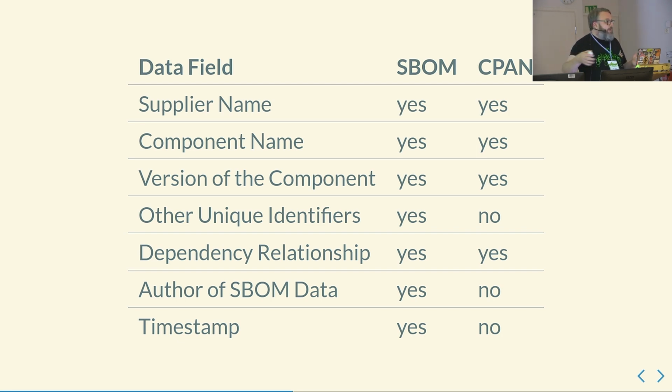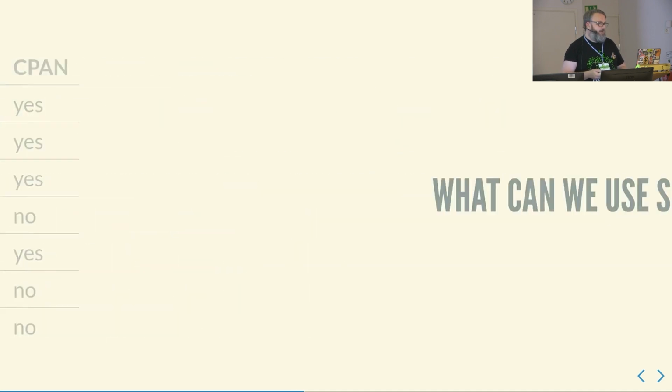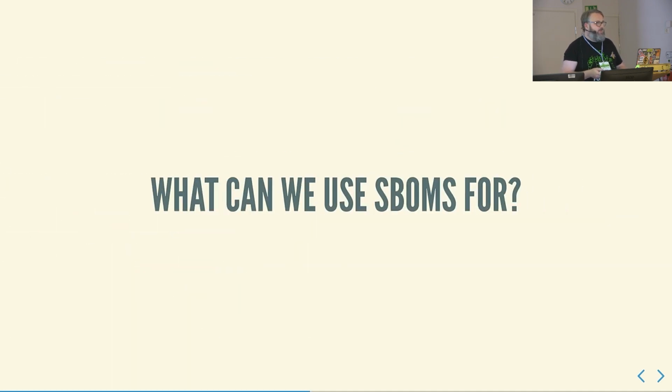Or author of any metadata, the SBOM, or a timestamp, and there might be a bunch of other things that we could put in there. So when we're talking about CPAN and this kind of metadata, we need to expand the stuff we're keeping in there. And with this metadata, what do we have it for? What can we use it for?